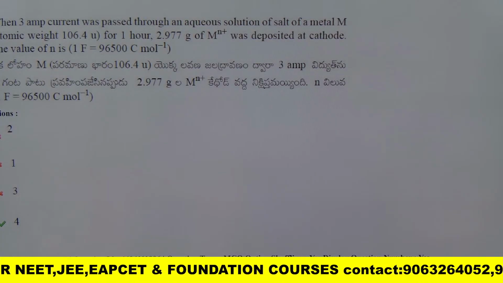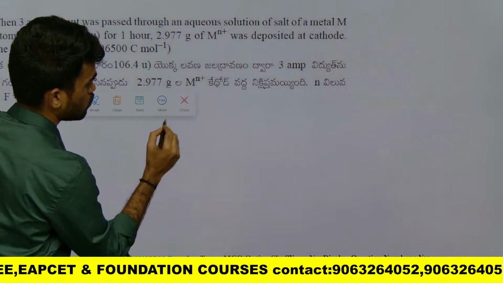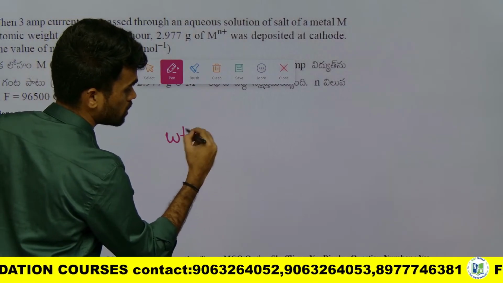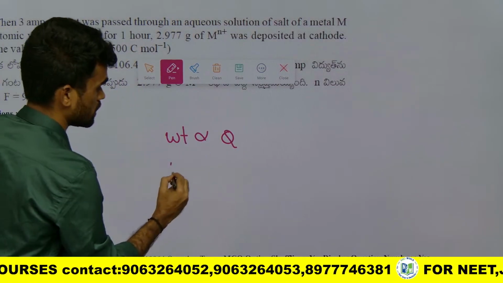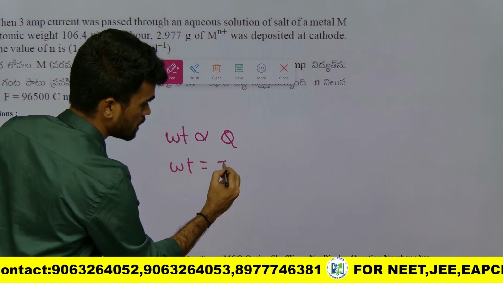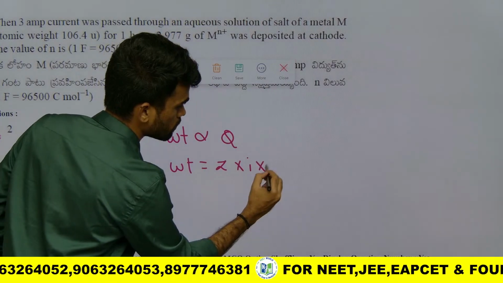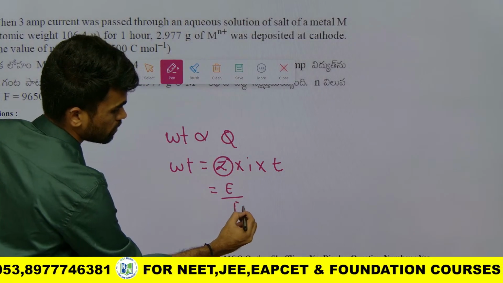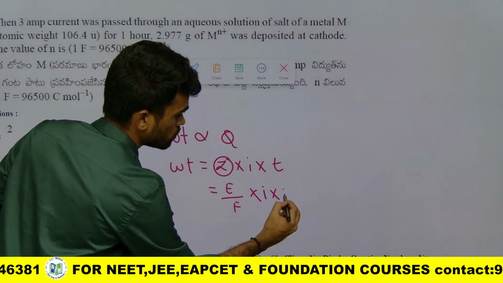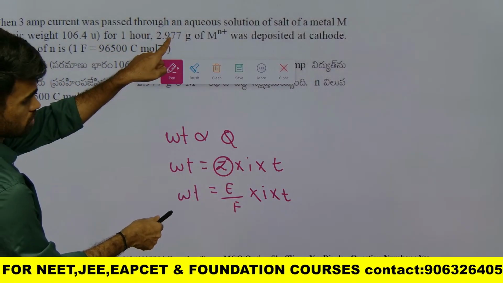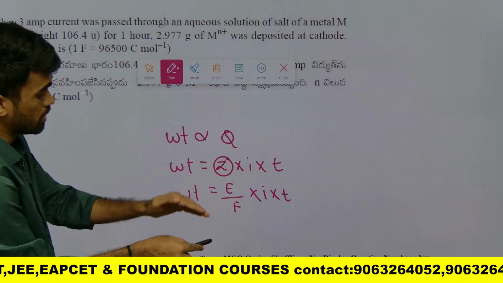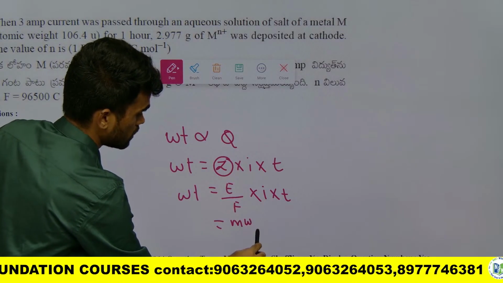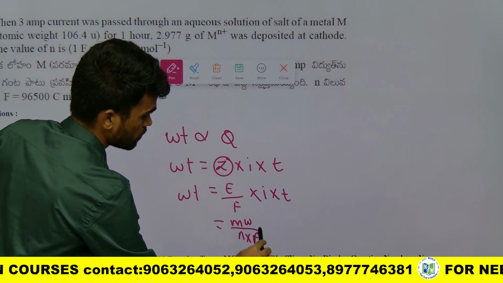Just use Faraday's first law. The weight of substance deposited is directly proportional to the quantity of charge passed through it. So weight equals Z into charge, that is Z into i into t. Then substitute Z, which is equivalent weight by Faraday. So weight equals equivalent weight by Faraday into i into t. Equivalent weight means molecular weight by its n factor, into Faraday into i into t.